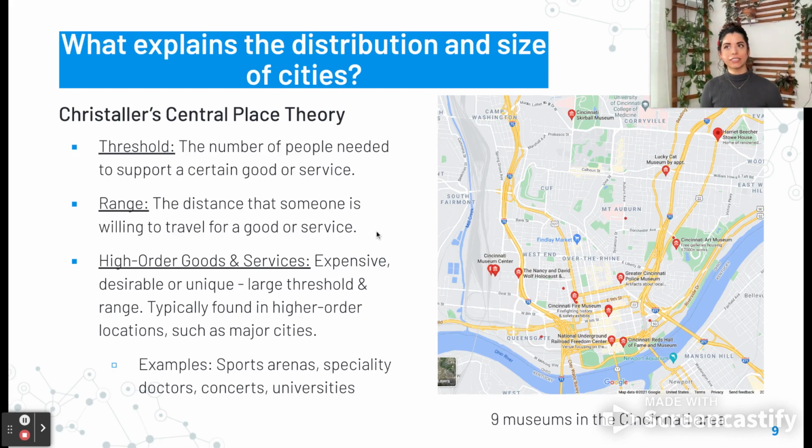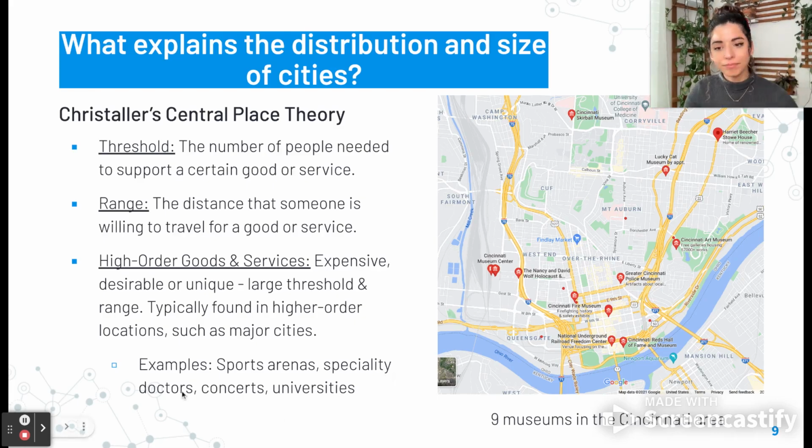For certain goods and services, people will travel a lot further distance to get it. More basic goods, not so much. Higher order goods and services, things that are expensive, desirable, or unique, have a much larger threshold and also a larger range. So we see these things in major cities. Let's say sports arenas, right? People will travel a longer distance to go to a professional sporting game.